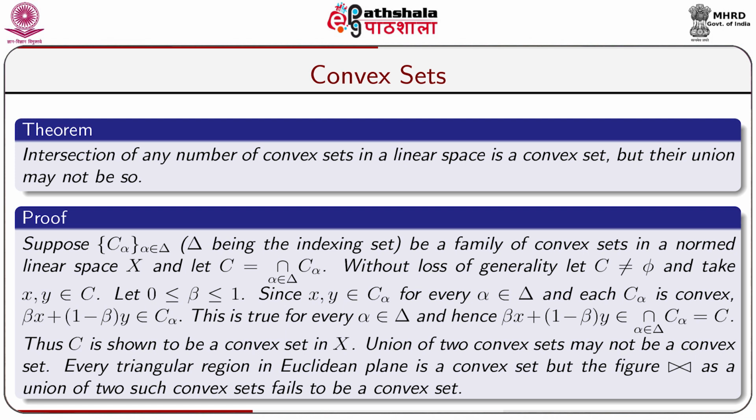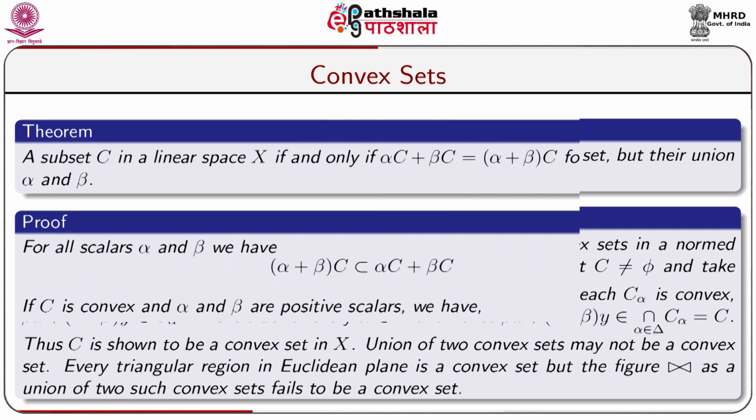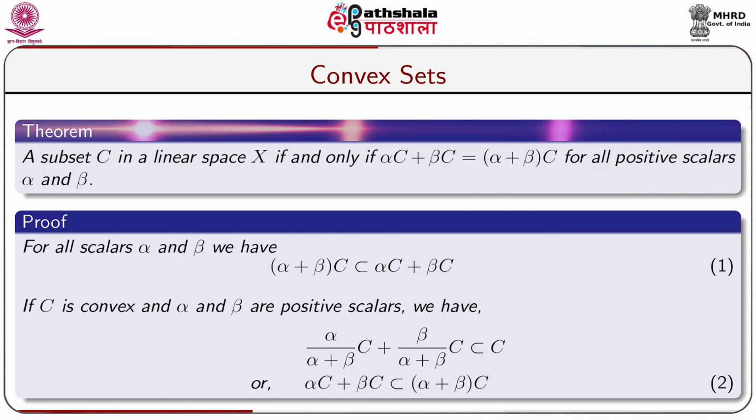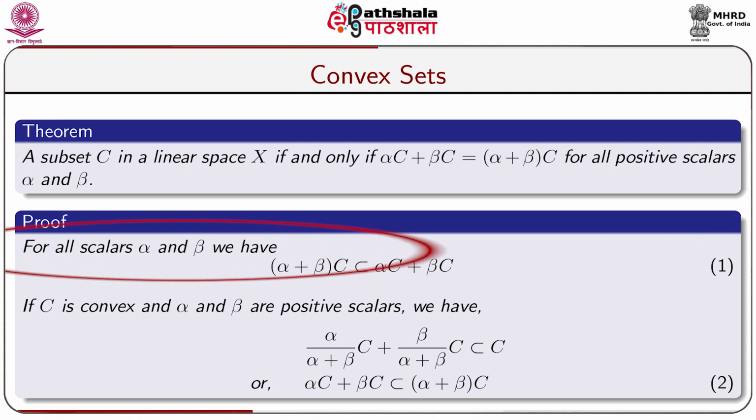Union of two convex sets may not be a convex set. Every triangular region in the Euclidean plane is a convex set, but in the figure, the joining of the two triangles, left hand side and right hand side, as a union of two such convex sets fails to be a convex set. A subset C of a linear space X is convex if and only if alpha C + beta C = (alpha + beta) C for all positive scalars alpha and beta. Now, we go to the proof. For all scalars alpha and beta, we have (alpha + beta) C subset of alpha C + beta C.